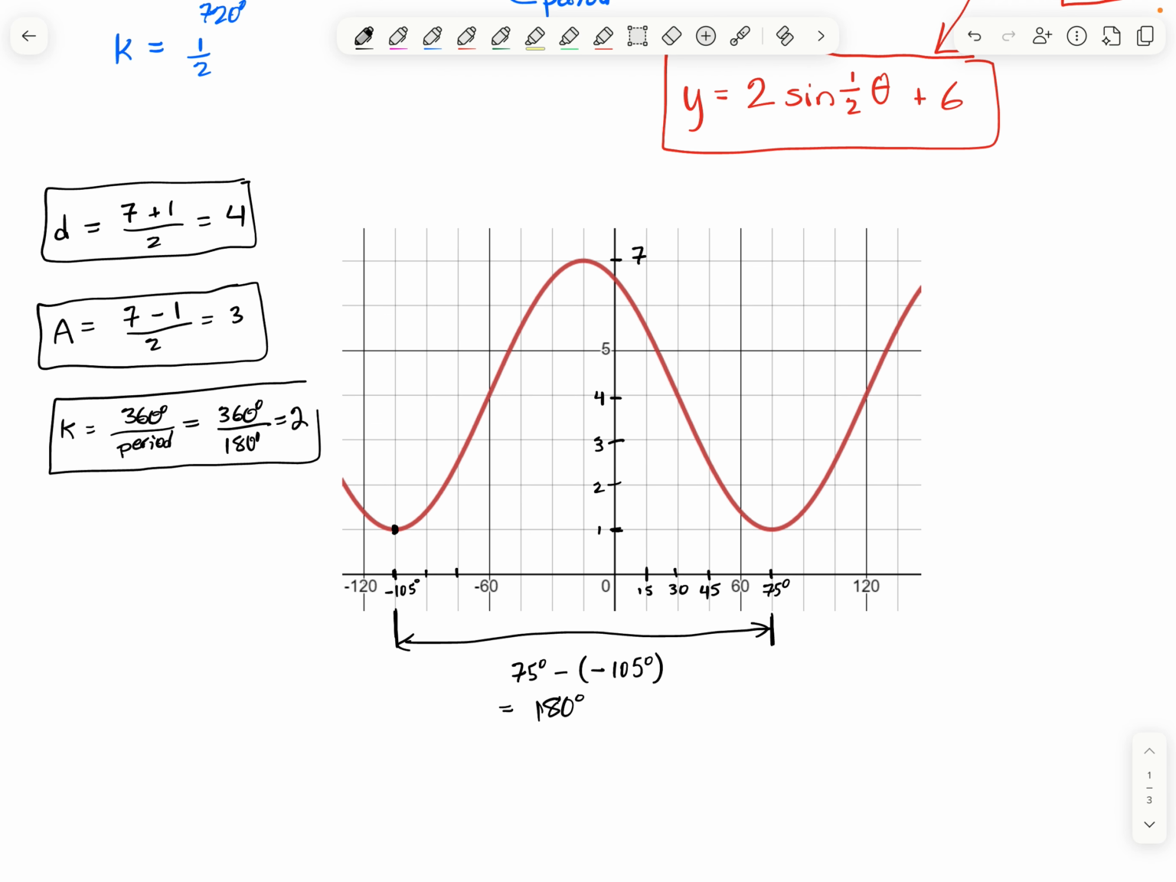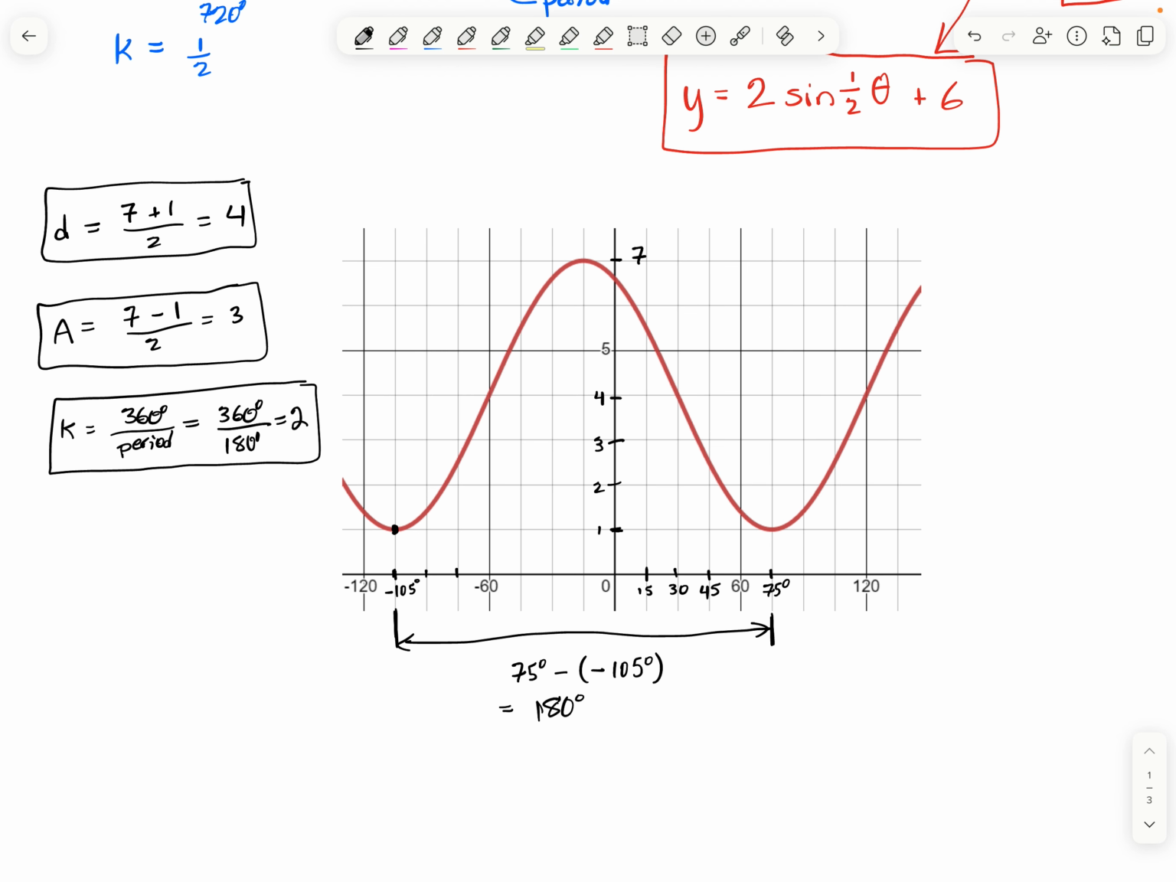Essentially, this graph has been compressed by a factor of 2. Remember, the bigger the K value, the more compressed it gets. So imagine you're taking 360, which was the normal period, and now you've shrunk it down to 180. So you could fit 2 of these in a regular 360. So this is one cycle, is 180 degrees. Okay, so now we have D, A, and K.